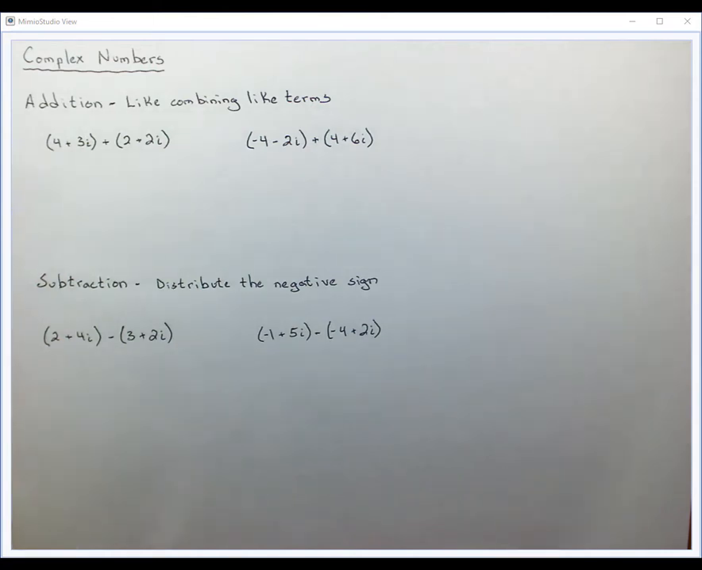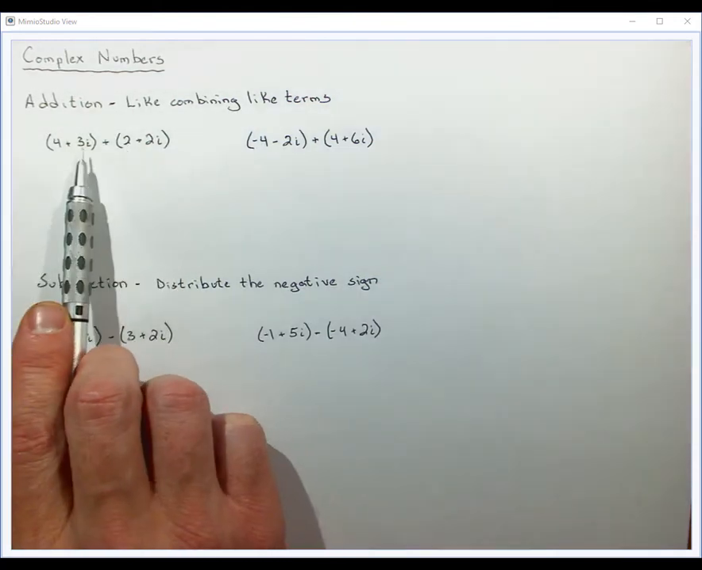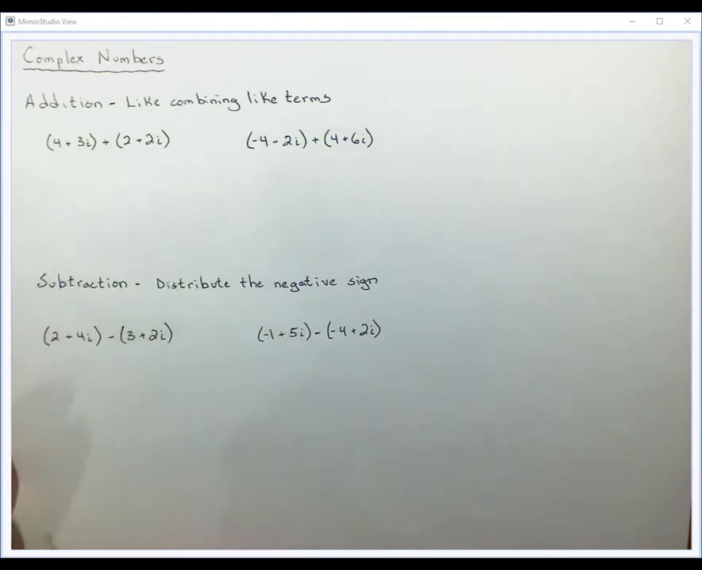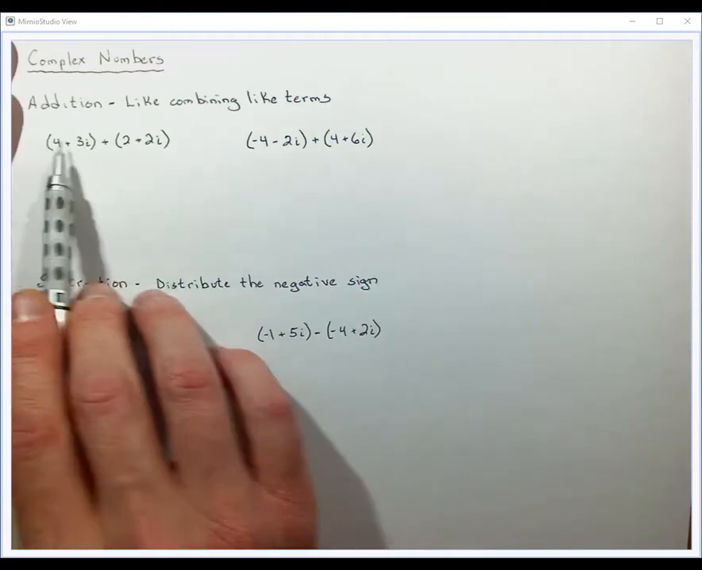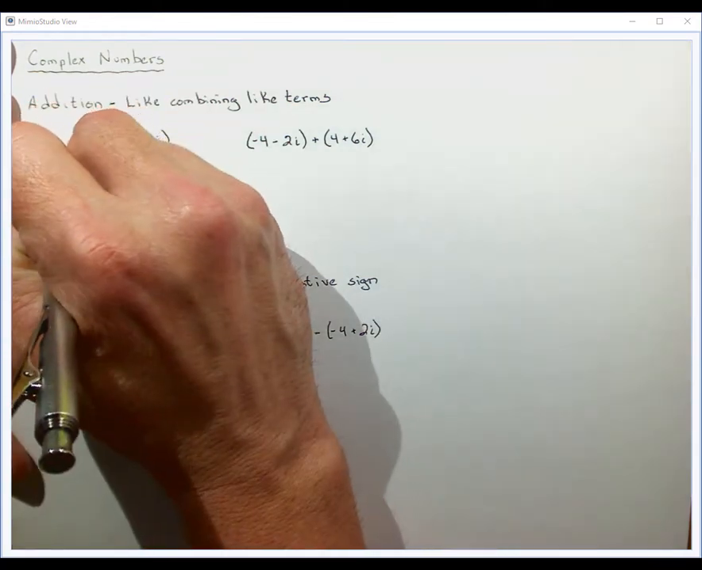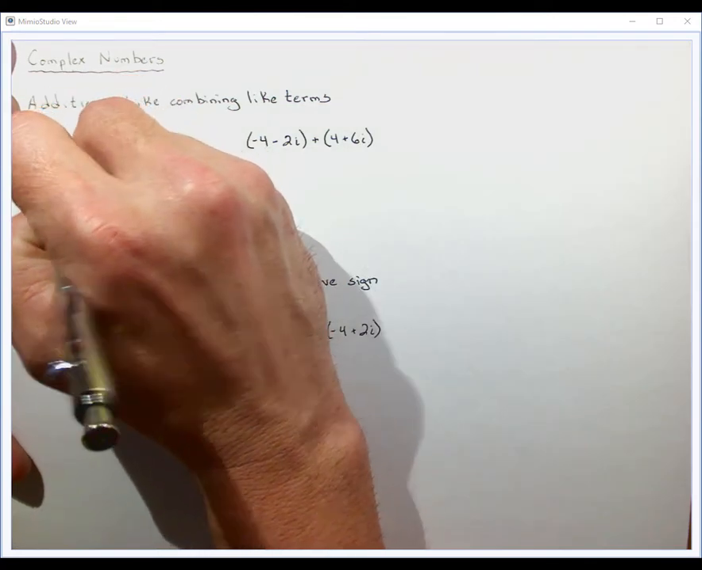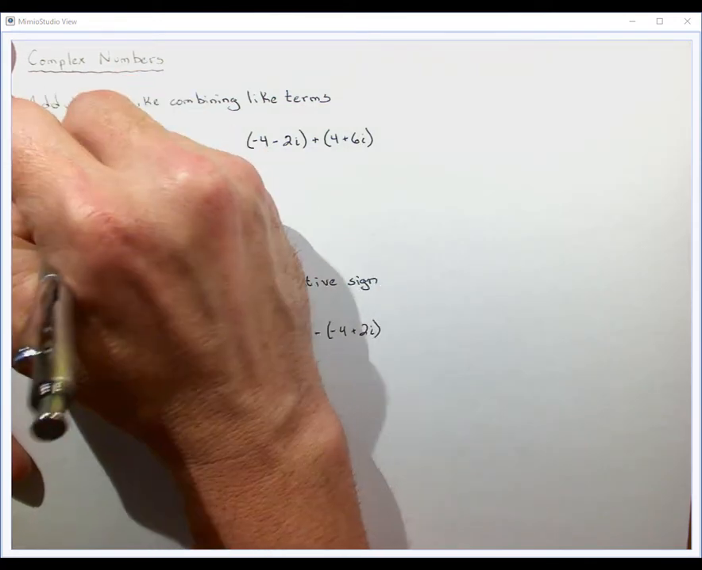So, for instance, whenever I add, it's like I'm combining like terms. I'm going to combine my real numbers with real numbers and my imaginary with imaginary. So if you can see the math and say, oh, that's 4 plus 2, and that's 6, and that's 3i plus 2i, well, that's 5i, then that is how simple it is.